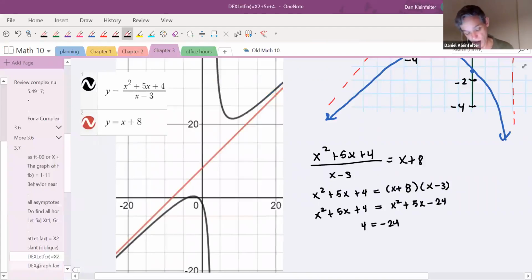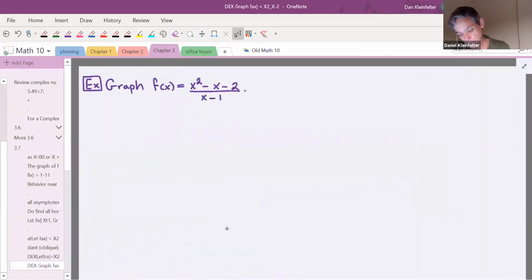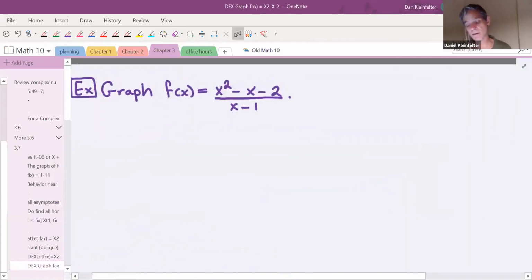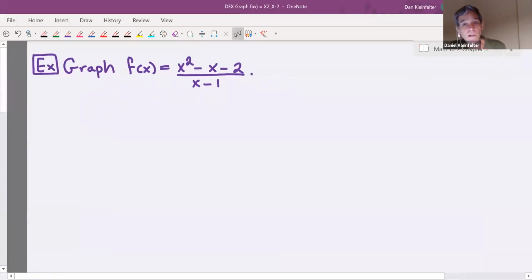All right, so here's our last example. We have x squared minus x minus 2 over x minus 1. So where you're going to want to start is coming up with all the intercepts and the asymptotes, and then we'll draw the xy grid and finish the graph. So pause the video and find intercepts, asymptotes, and draw the grid, and then we'll see how it comes out.